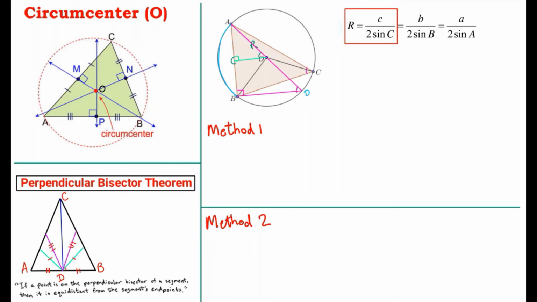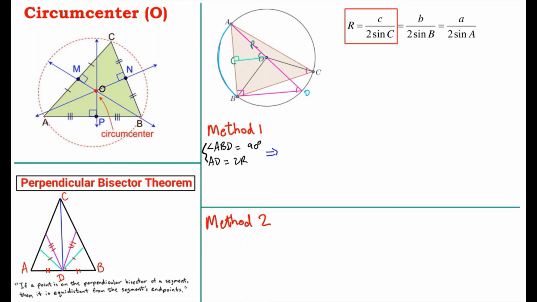So the first method of proving this is by looking at this triangle ABD. In this triangle, angle ABD is equal to 90 degrees, and AD is equal to 2R. See, AD is the diameter of the circle.